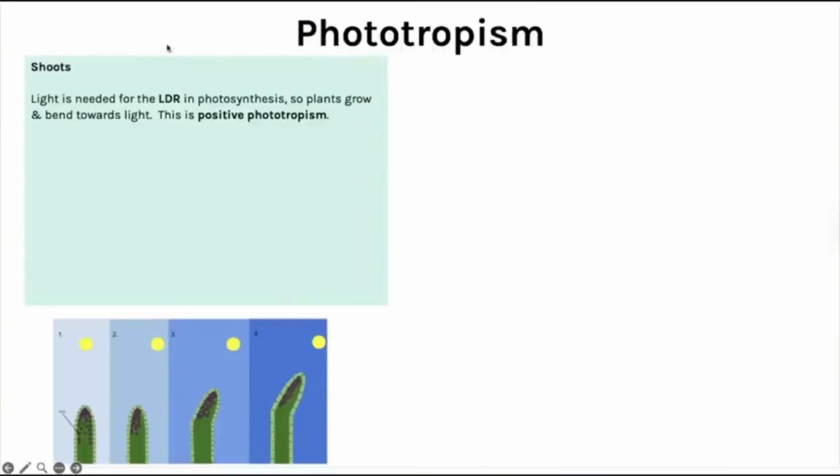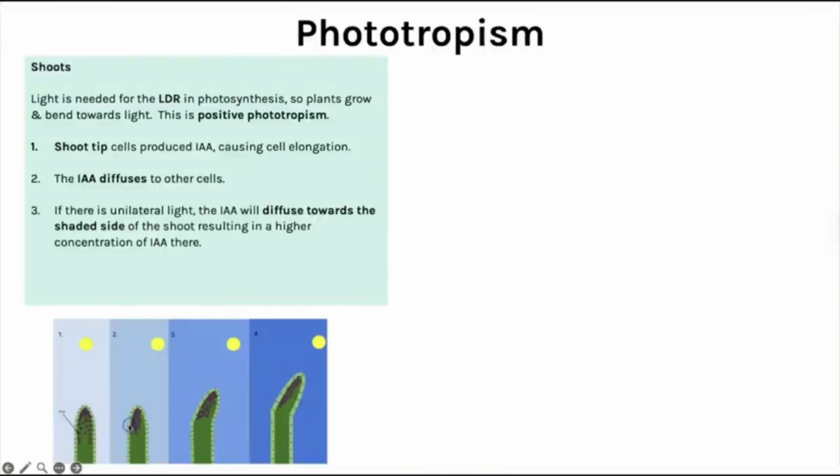So if we have a look at phototropisms, first of all, photo meaning light, so this is the response to light. In the shoots, light is needed for the light-dependent reactions that you learn about in topic 5. So the plant is going to benefit by gaining more light energy and therefore leaning or bending towards the light source, the stimulus. And this is positive phototropism. So the shoot tip is where IAA is produced. IAA will diffuse to the shaded side. So if you've got light from one side over here, the IAA will diffuse to the shaded side.